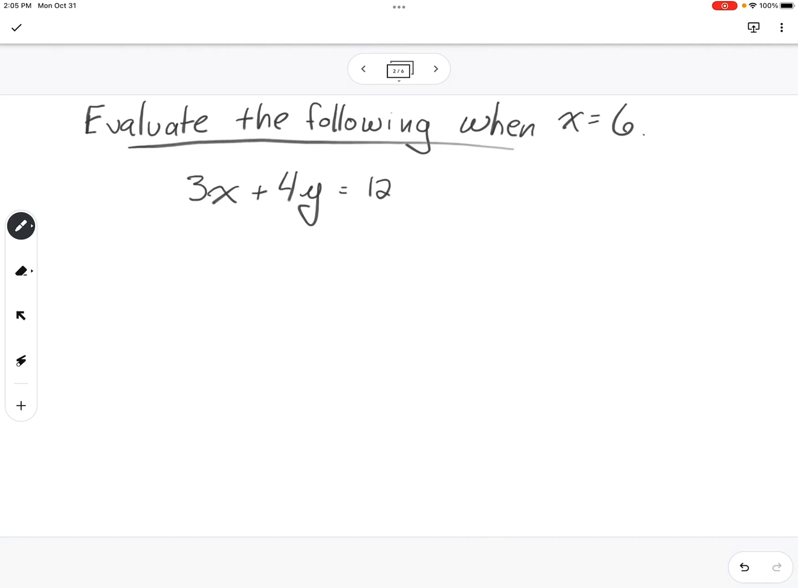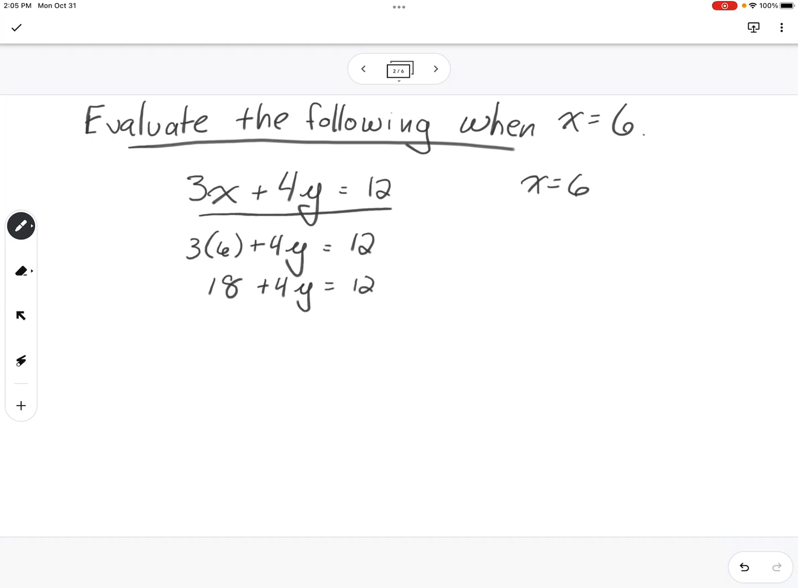So, for instance, in this example, evaluate the following when x equals 6. To solve for y, you need to substitute 6 where you see x in this equation, right? So we have x equals 6, means every place we see x in this equation, we substitute 6. 3 times 6 plus 4y equals 12. 18 plus 4y. Subtract 18 from both sides, we get 4y equals negative 6, and y equals negative 6 over 4, or negative 3/2.